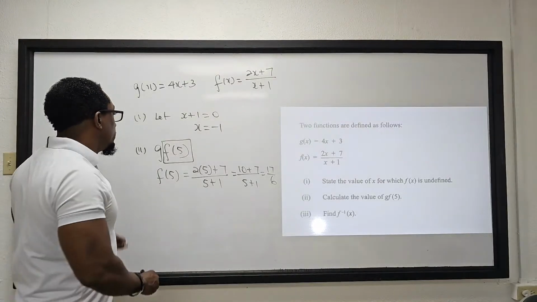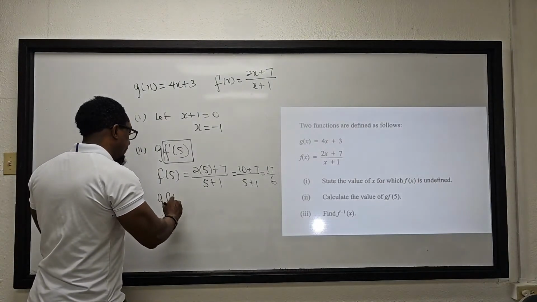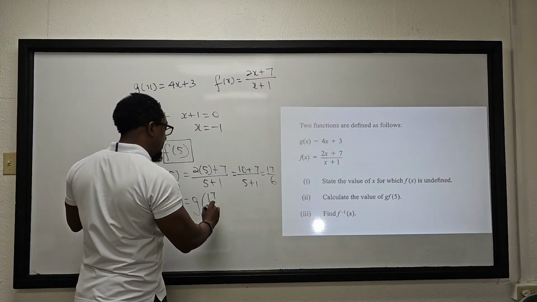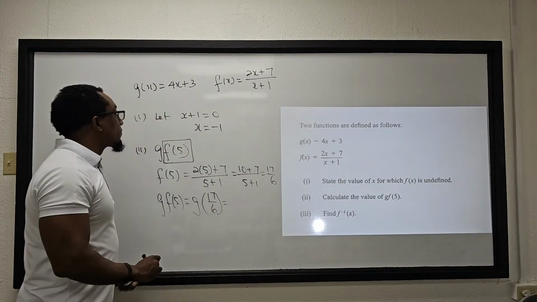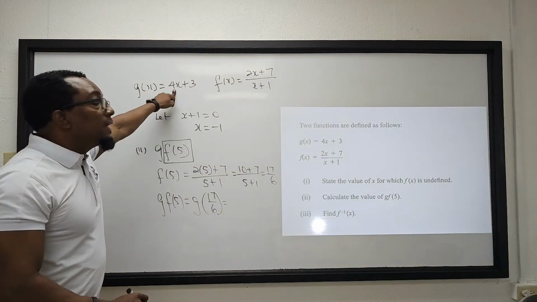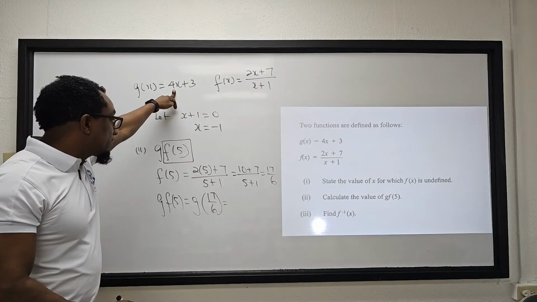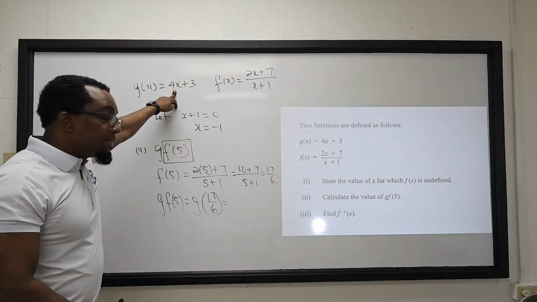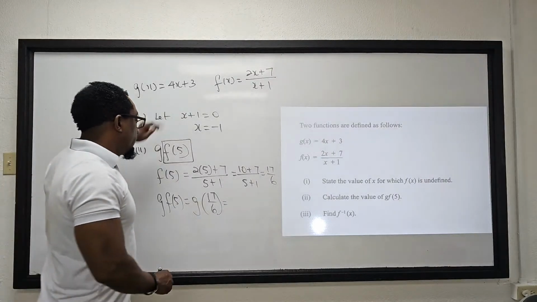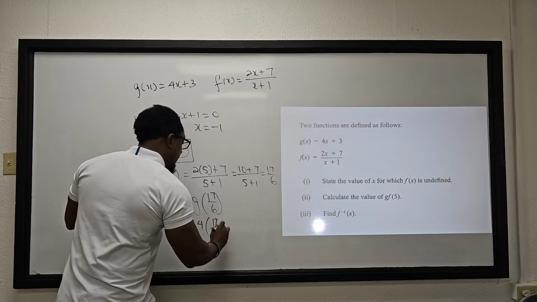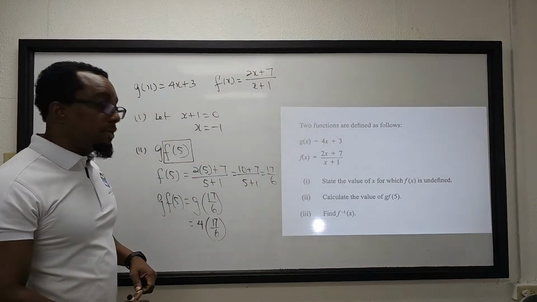So therefore, gf of 5 will be g of 17 all over 6. And what is g of 17 all over 6? It means where I see x in my g of x, I'm going to replace that x with 17 all over 6. So this will be 4 times 17 all over 6 in brackets, plus 3.